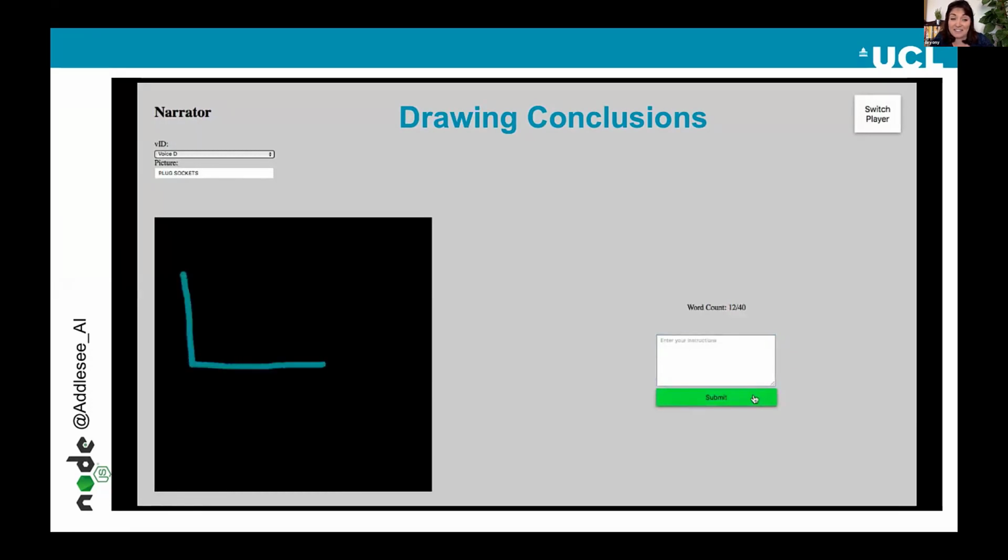So it went something like that. The artist would then be able to hear the narrator's instructions and follow those instructions accordingly. And this process would happen iteratively until either the narrator was satisfied that the picture was complete, or until the artist had successfully guessed what it was that they'd drawn.